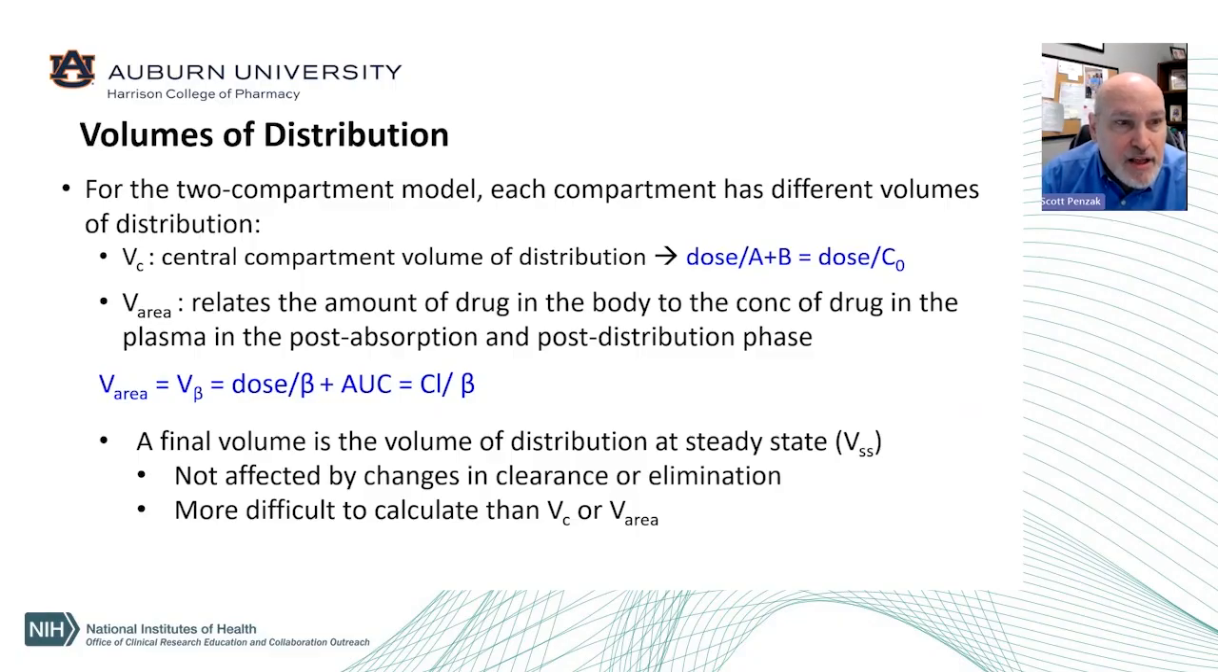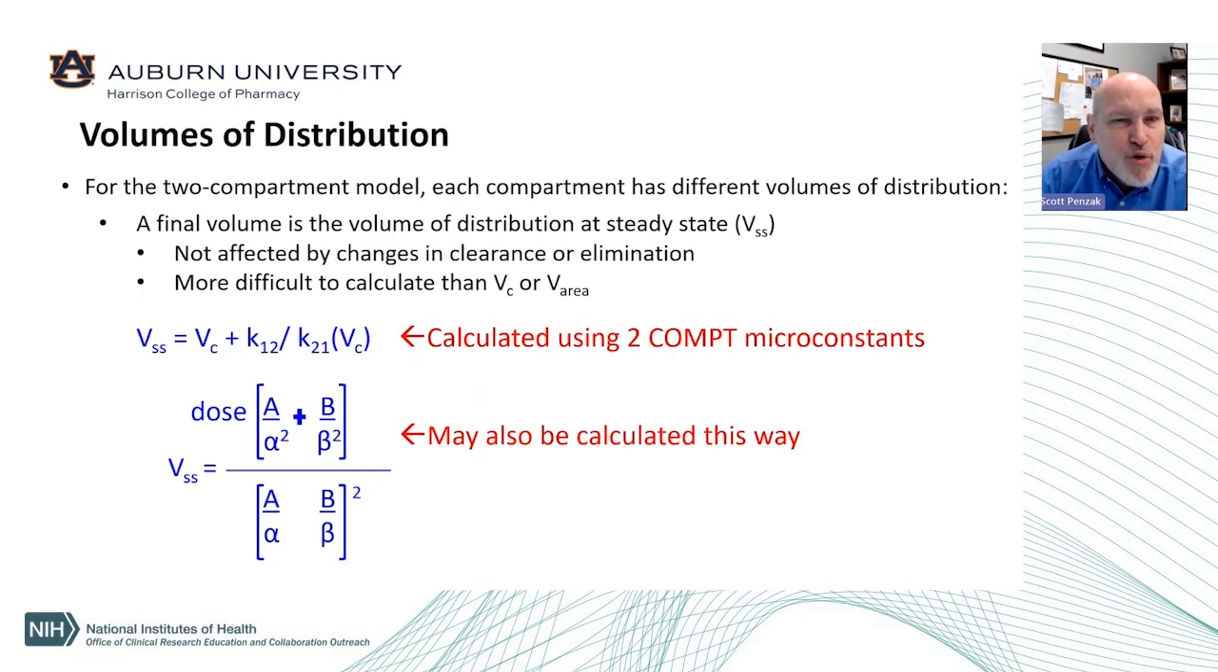But then when you start looking at the volume area, which relates the amount of drug in the body to the concentration of drug in the plasma in the post-absorption and post-distributional phase, now you start seeing more complicated equations. And I'm not really going to get into a lot of the complexities of those equations. As you can see, they tend to be more and more complex, especially when you start looking at predictions of a final volume at steady state, which isn't affected by changes in clearance or elimination, and is more difficult to calculate than volume in the central compartment or V sub area. The whole point of this is to give you an appreciation of the difficulty of multi-compartmental modeling. But the question becomes, is that difficulty worth it?